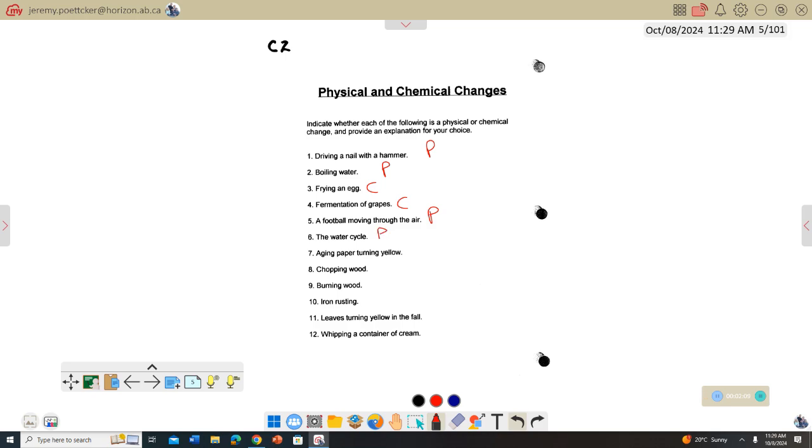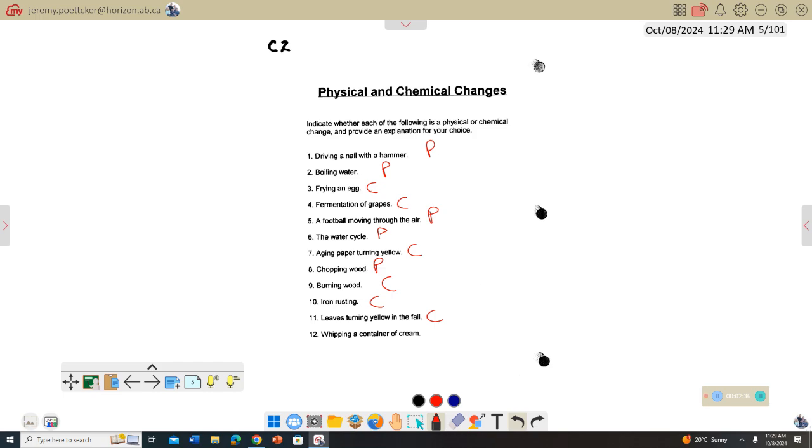Aging paper turning yellow, this is a chemical change. Chopping wood, this is a physical change. Really not undoable, right? It is still something that's more or less irreversible, but it's just wood. We've changed the shape of it, we've changed the size, but we haven't changed it from being wood. Burning wood, on the other hand, is a chemical change. Iron rusting, chemical change. Leaves turning yellow in the fall, this is also a chemical change.